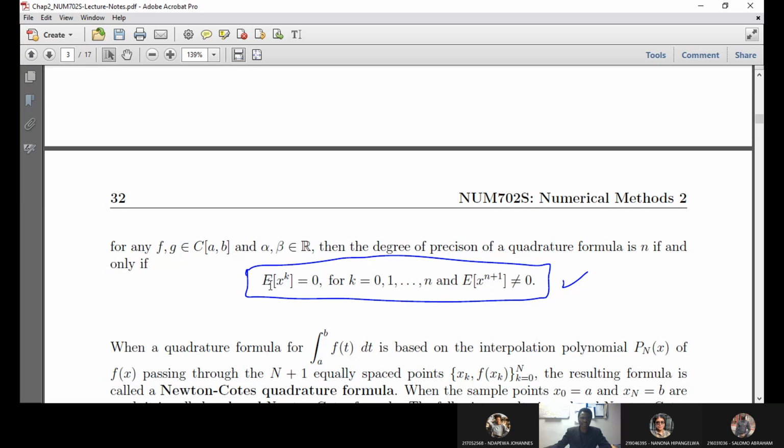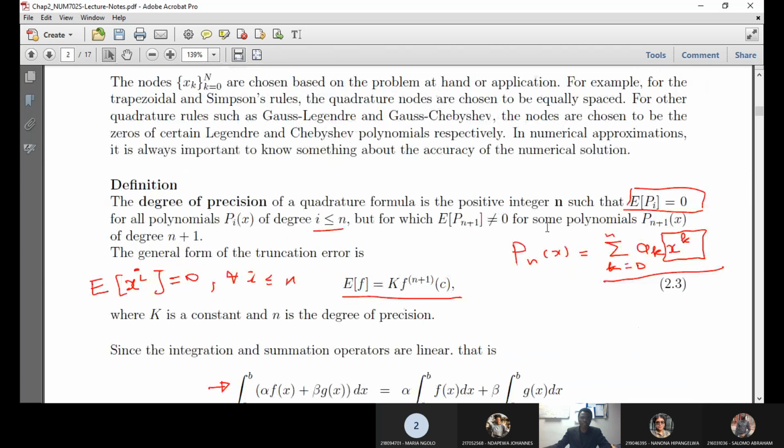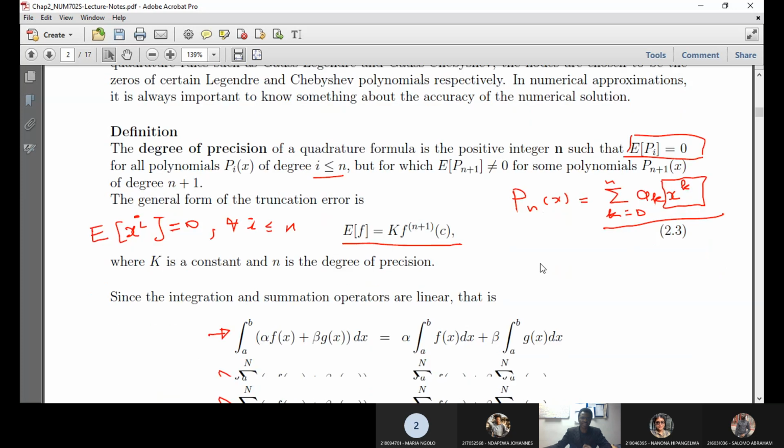is 0 for those monomials, and the error of the monomial of degree n plus 1 is non-zero. And this is much simpler to prove than to substitute a full polynomial of this form. So that's the main advantage of doing that.